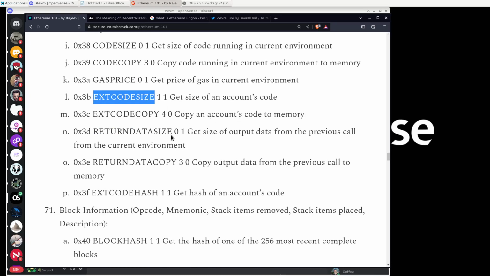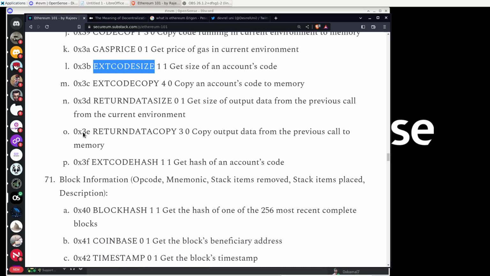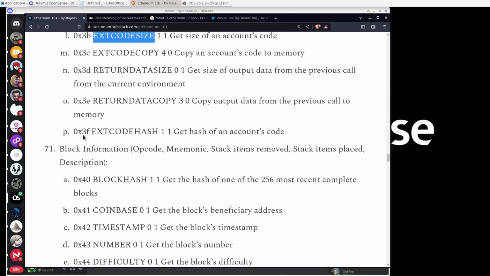Return data size. This is all 0x3B, 0x3C, and now we're doing 0x3D, which gets the size of the output data from the previous call from the current environment. Then 0x3E, return data copy, copy the output data from the previous call to memory. 0x3F, is it code hash, gets the hash of an account's code.